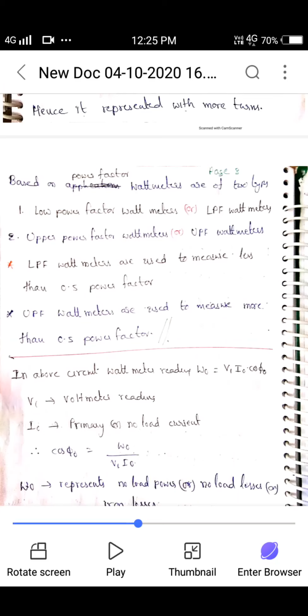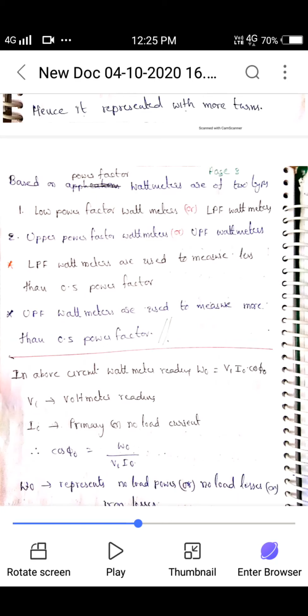Now come to open circuit test. In open circuit test, the wattmeter reading shows input power. That input power represents no load power. That no load power is always constant. It won't depend on load. That no load power is also called iron loss power. So the wattmeter reading is nothing but the constant or iron losses.